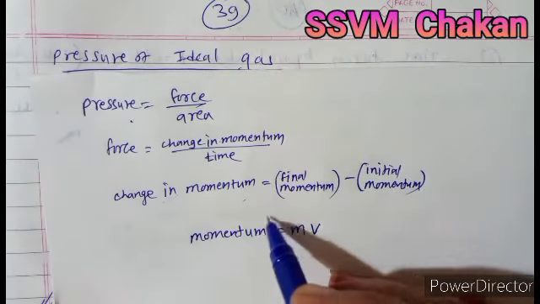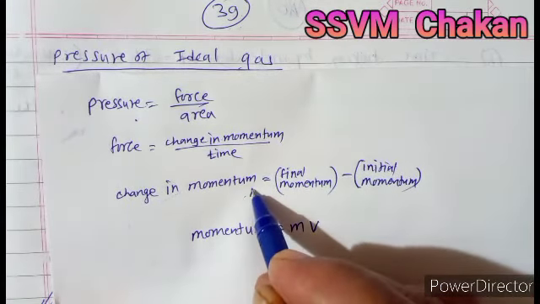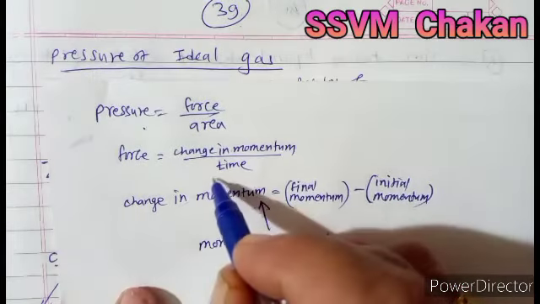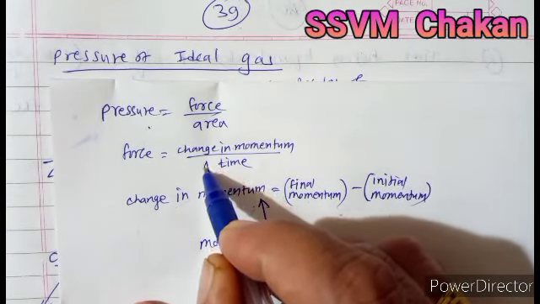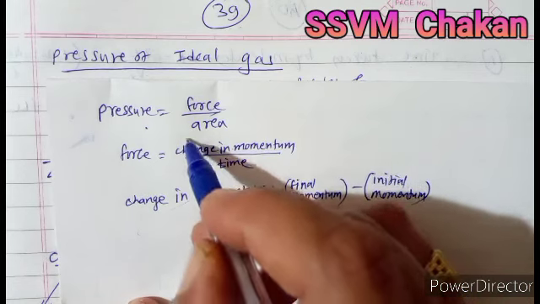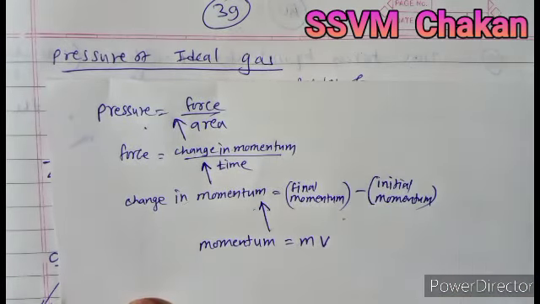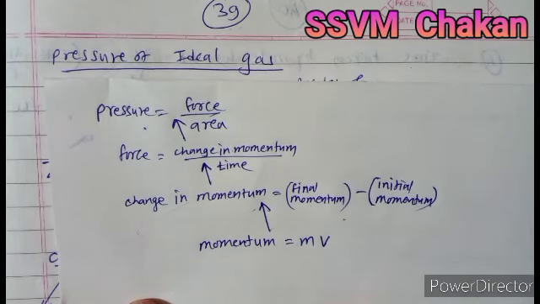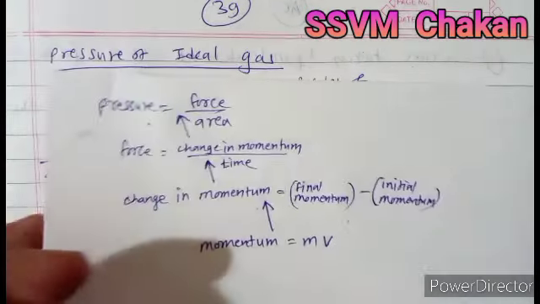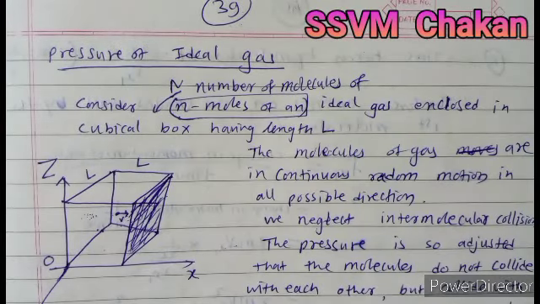But for this, we go from the downside. First calculate the change in momentum, then we calculate the force formula, and afterward we calculate the pressure formula. These are the steps we follow while deriving the expression for pressure of an ideal gas.